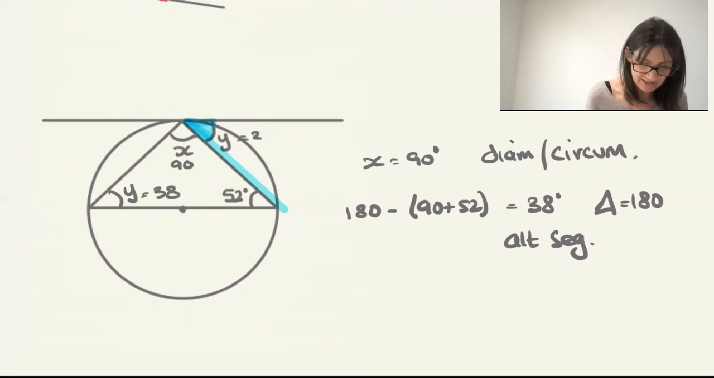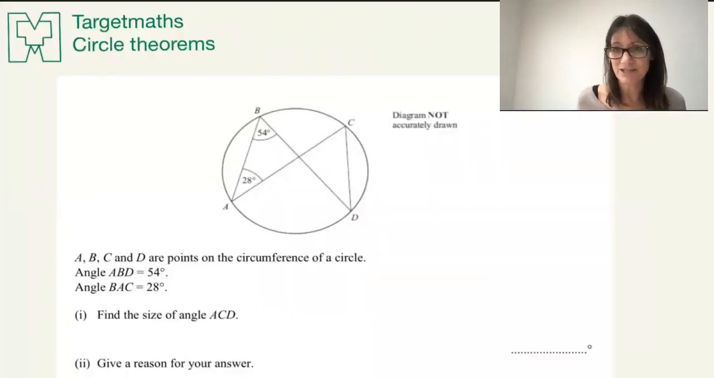And that is 38, which is the one they wanted us to find using the alternate segment theorem. Okay. All righty. So we're going to look at some exam questions.